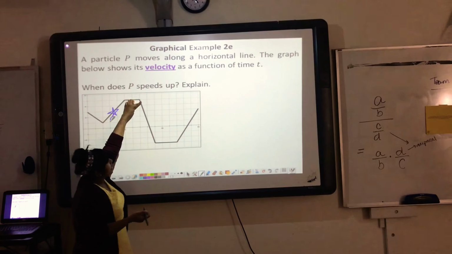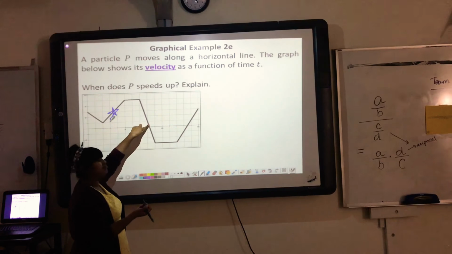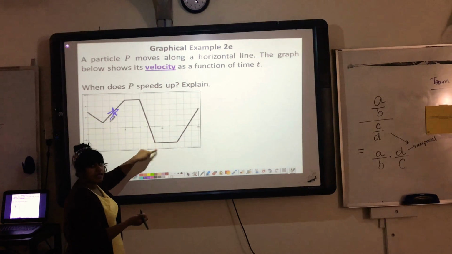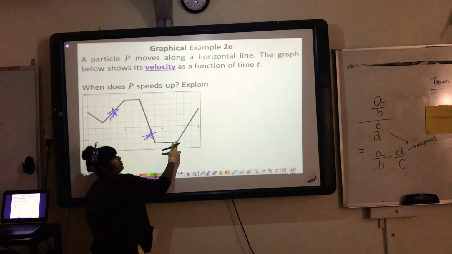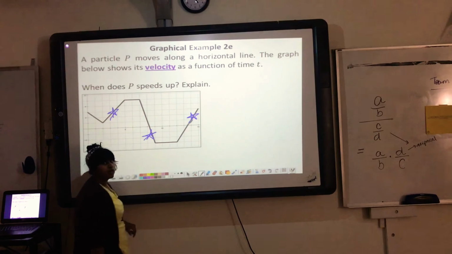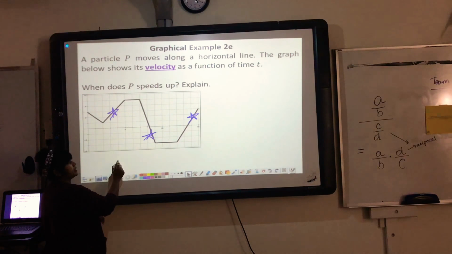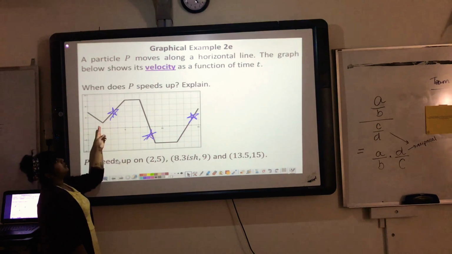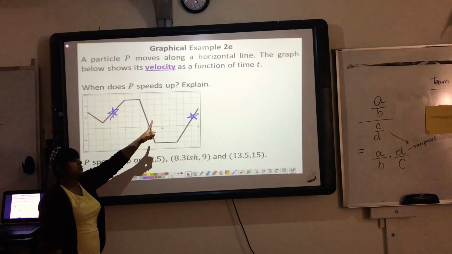No. Negative slope, positive velocity, no. Negative slope, negative velocity, yes. Positive slope, negative, no. Positive slope, positive, we're good there. So those are my instances where we would have something speeding up. Very good.